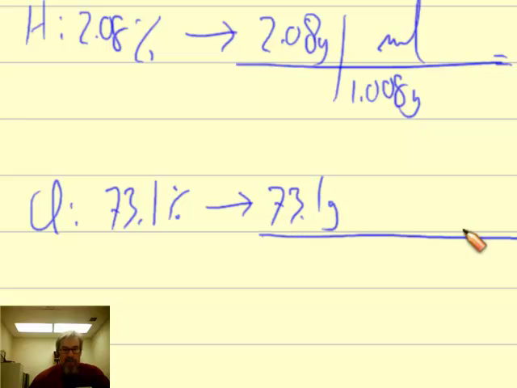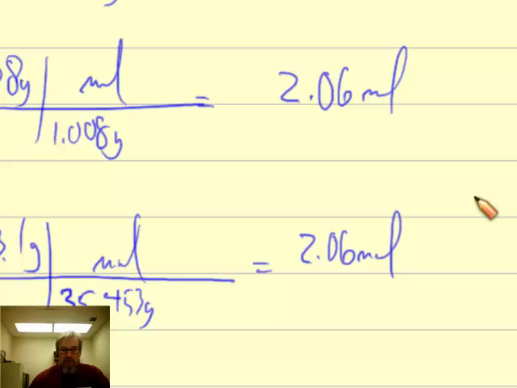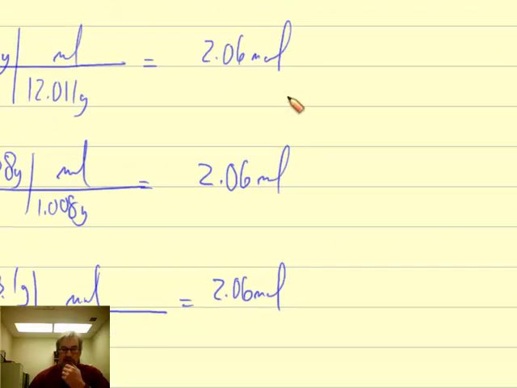For chlorine, 73.1 grams is what 73.1% means if you have a 100 gram sample. For chlorine, 35.453 grams per mole is the molar mass, so we divide by that, and again we come up with 2.06 moles. Well, here's what this means. All the numbers are the same, so the ratios are all 1 to 1. So our empirical formula is CHCl, C1H1Cl1.